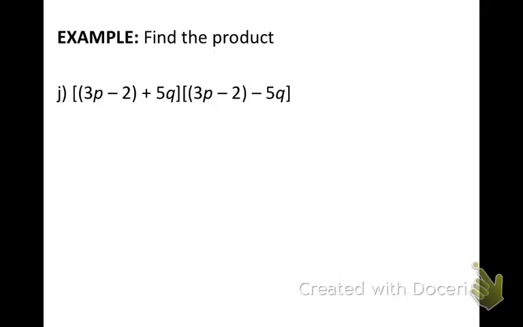Is this anything different than our difference of squares that we had previously? No, because my first term in this case is 3p minus 2. My first term in here is 3p minus 2. My last term is a 5q. Here I have a 5q. So the only thing that's going to happen is the signs are going to change there. So what's going to happen to the middle terms? They're going to end up going away, right? So technically, I'm only going to be left with the first term times the first term and the last term times the last term.